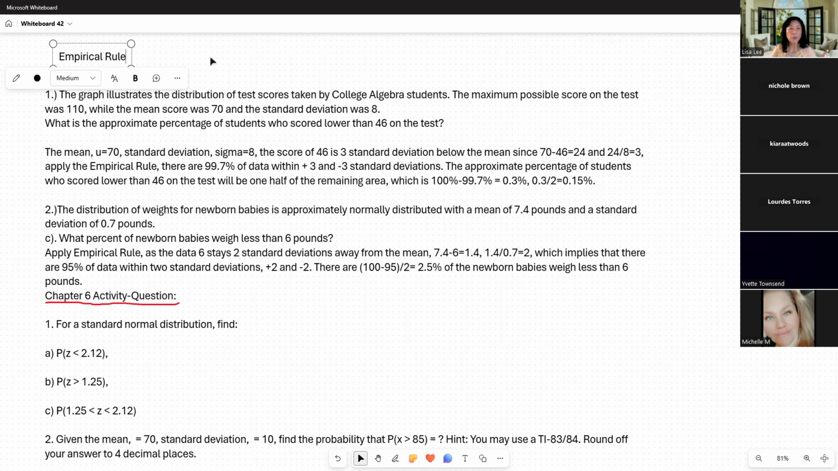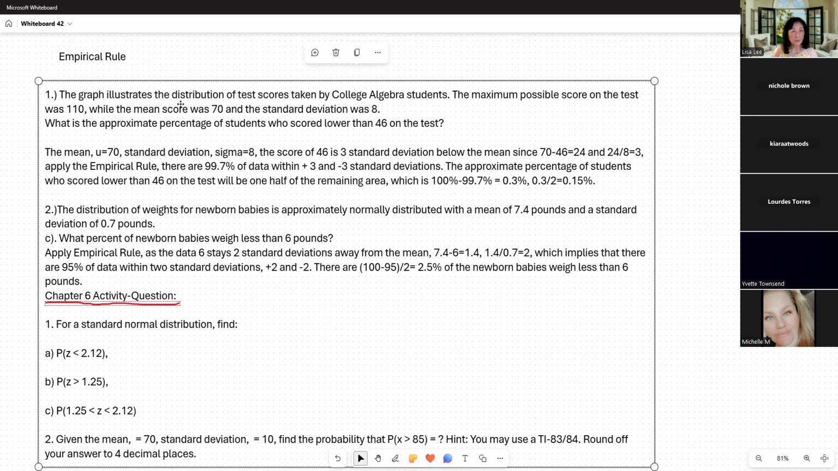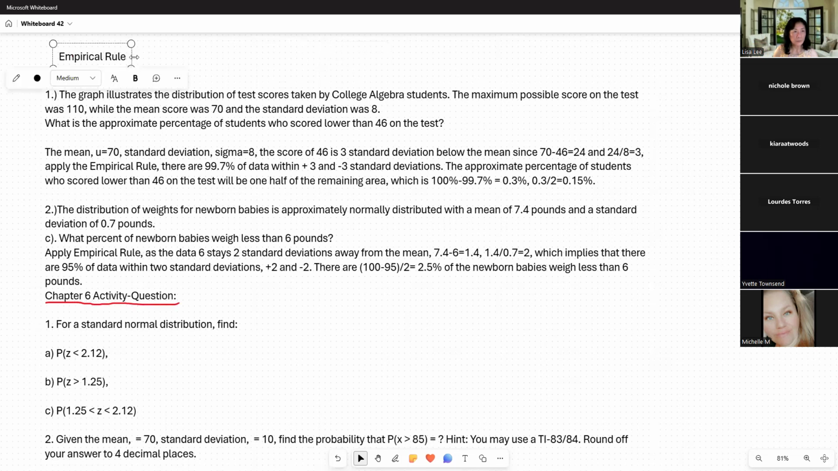data value. For example, you can look at the example here. Question 1. I mentioned a graph here, so maybe I should have put that graph here for you. But can I make a graph? I don't think so. So, empirical rule application. Let me type more.